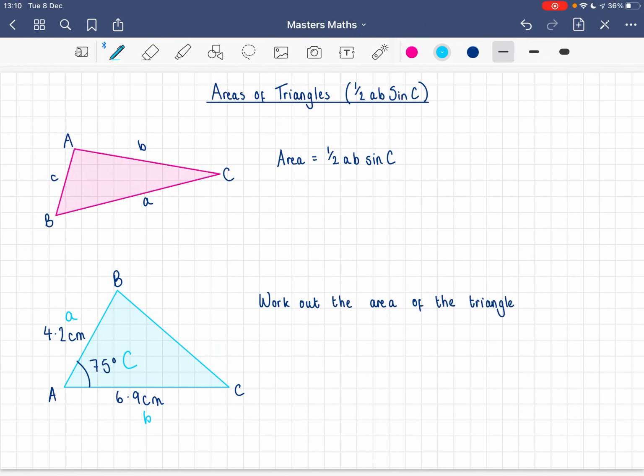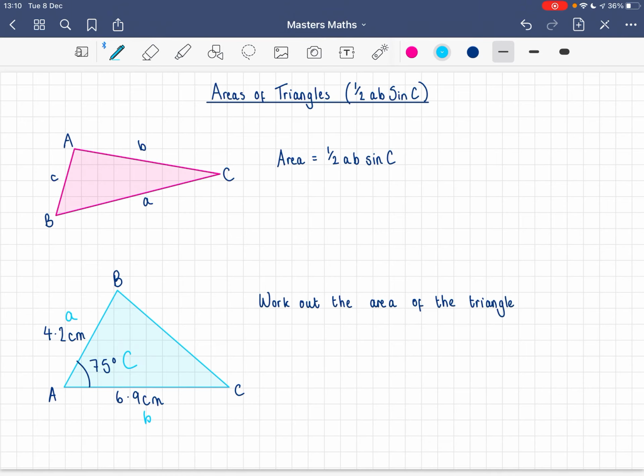Okay, and we are back with areas of triangles using half ab sine C. So we are using a little bit of trigonometry to work out the area of a triangle where you're not given a clear base and height. Usually we do base times height and half it, but that's not always given. We're just given the sides of the triangle. We don't necessarily know what the height of it is. So we are going to look at using this formula to work out the area of a triangle.